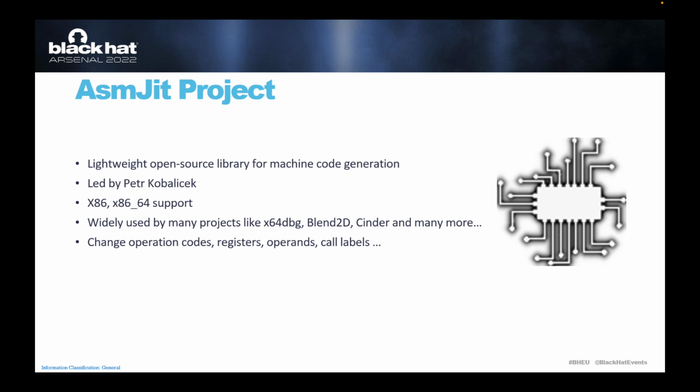Since Asmjit allows specifying operation codes, registers, immediate operands, call labels, and embedding arbitrary values to any offset inside the code, it is one of the most suitable libraries for a polymorphic encryptor's needs.